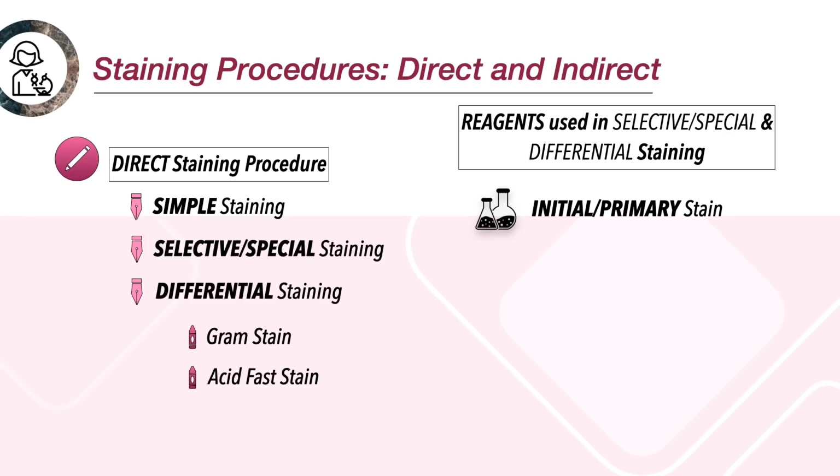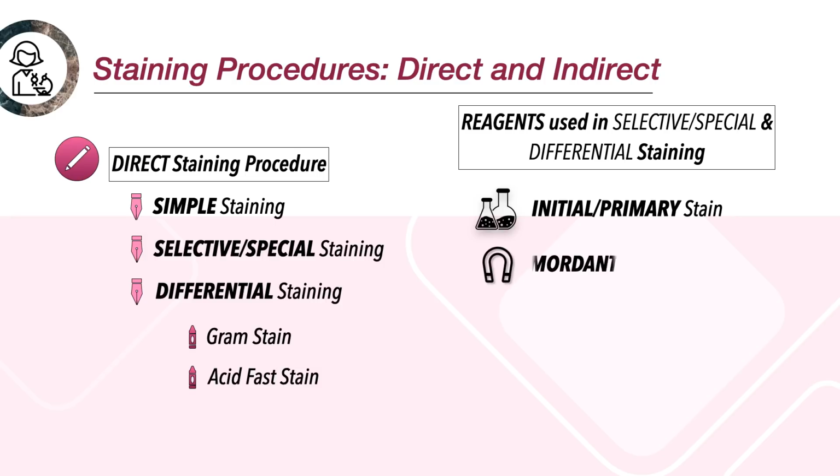Okay. Your selective or special and differential staining always has an initial or primary stain. Ano ito, ma'am? Okay, from the name itself, initial or primary. Ibig sabihin, this is the first stain that you will use in the procedure. Okay, ito yung unang stain na mag-i-impart ng color. Okay, anong stain, ma'am? Depende. Again, depende siya kung anong procedure mo. It can be methylene blue, malachite green, depende. Okay, depende sa procedure. But almost always, may initial or primary stain ka.